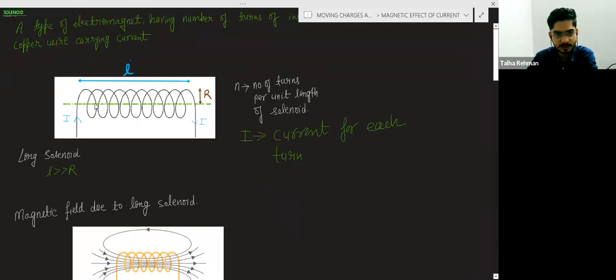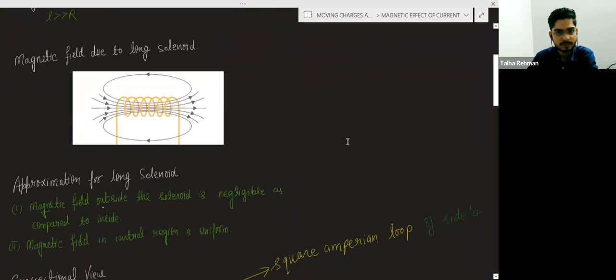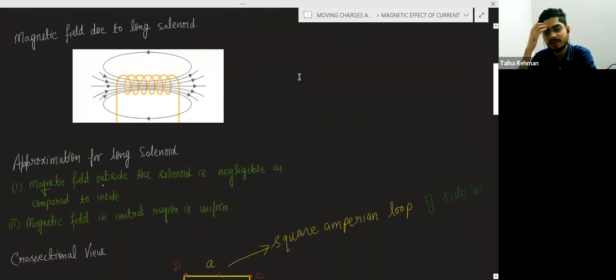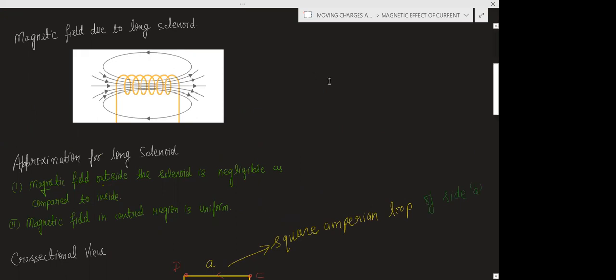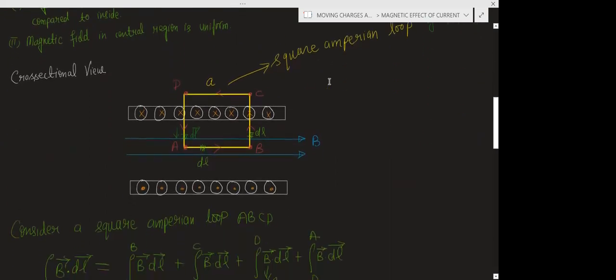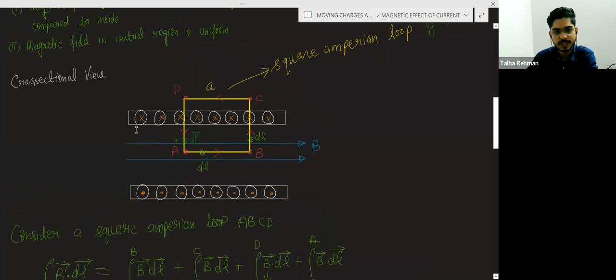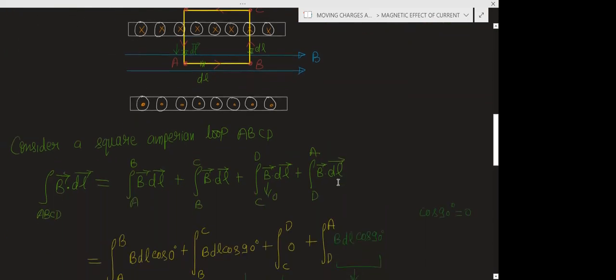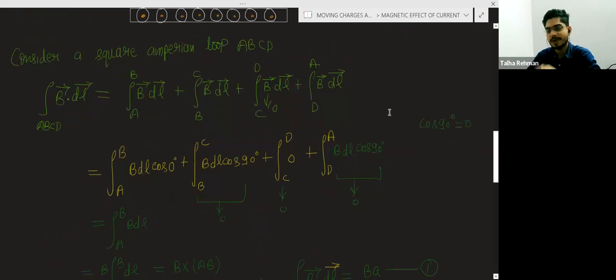So remember, this is the solenoid, this type, and this represents the magnetic field distribution. This cross sectional view, you should know, this is the cross sectional view of the solenoid. And after that, you will choose a square loop and you will do the line integral along that square loop. Some mathematics is involved here.